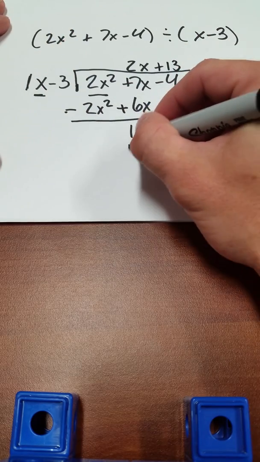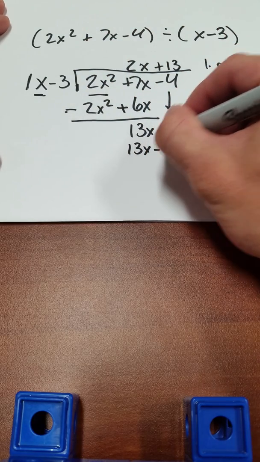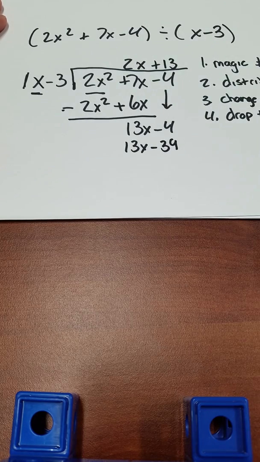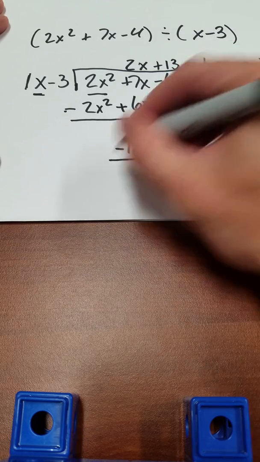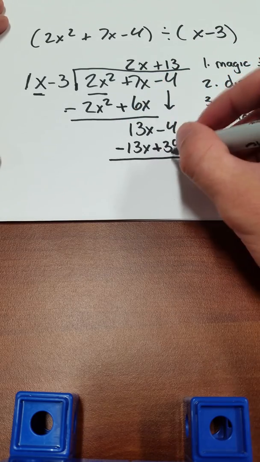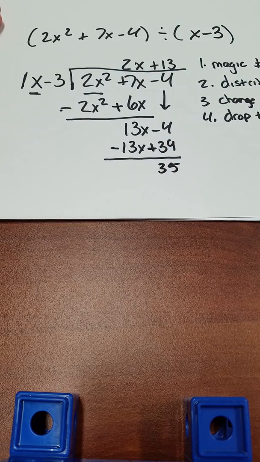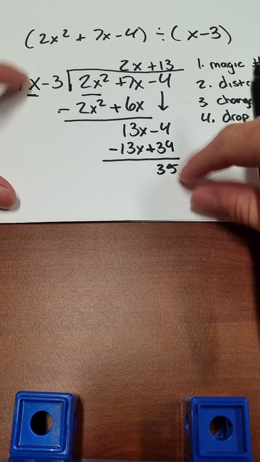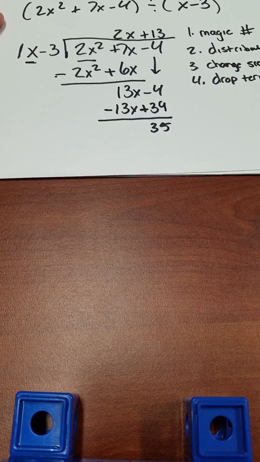13 times 1x is 13x. 13 times negative 3 is negative 39. Step 3, change all the signs. So that becomes minus, that becomes plus. Those cancel. Negative 4 plus 39 is 35. There are no more terms to drop. Now here's when you know that you're done with this process. This degree, or the highest exponent, is less than this one. This doesn't have an x anymore, this does. That means we're done.